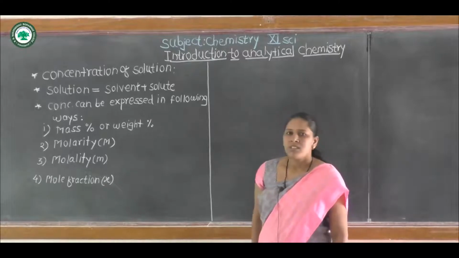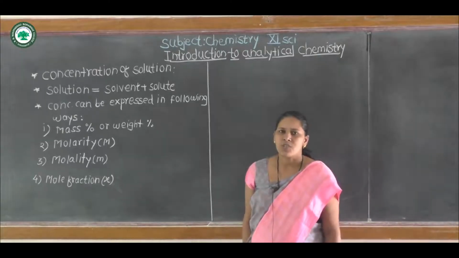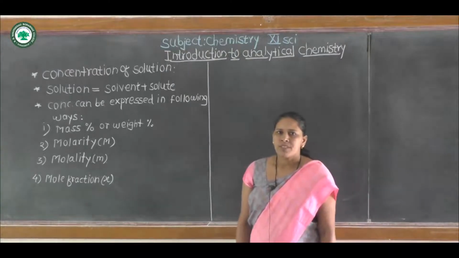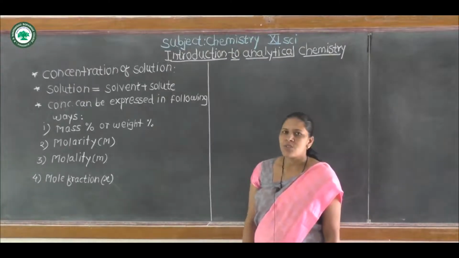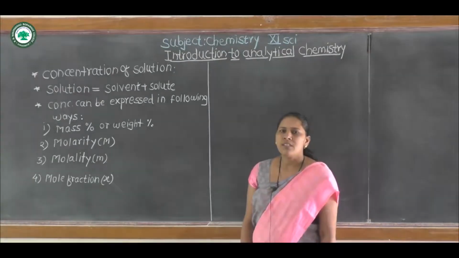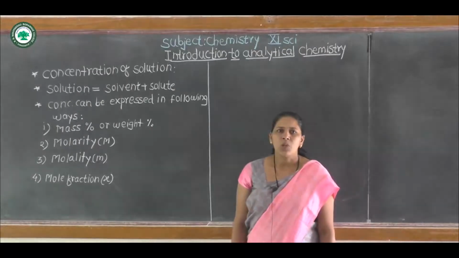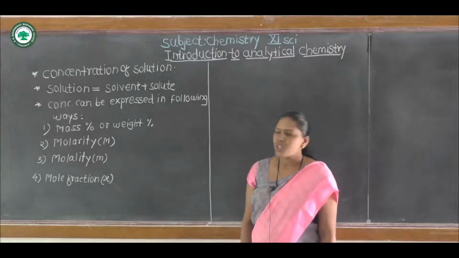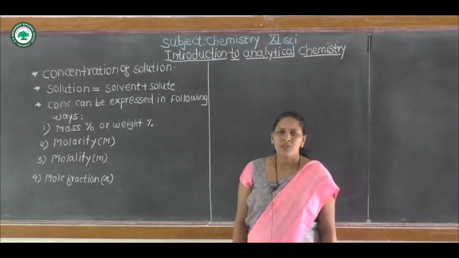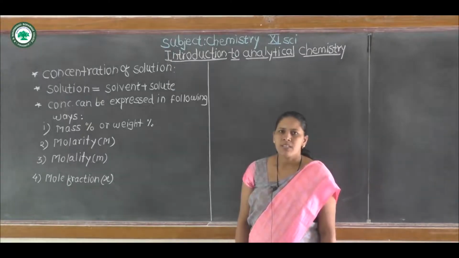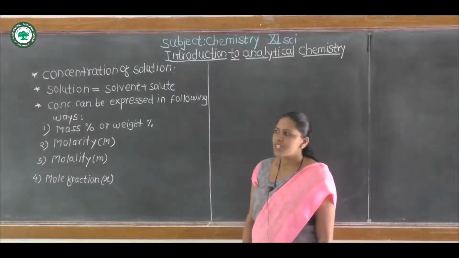First of all, what is meant by concentration of solution? We know that a solution is made up of two components, that is solvent and solute. Solvent is present in larger proportion and solute is present in lesser proportion. What is meant by concentration? It is the amount of solute present in a specific amount of solvent, that is called concentration.